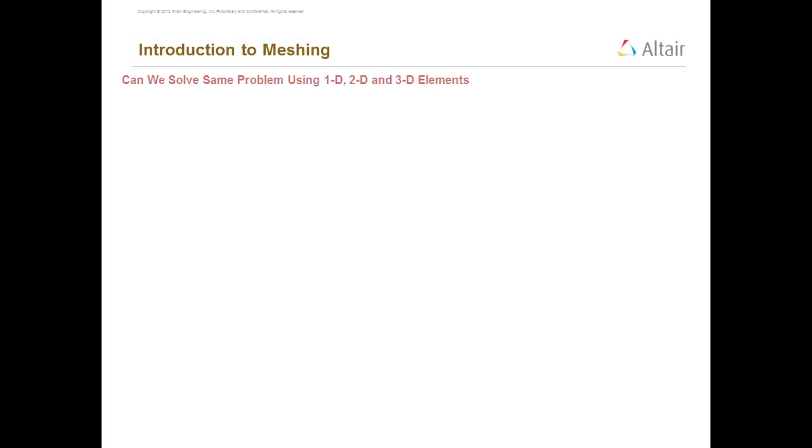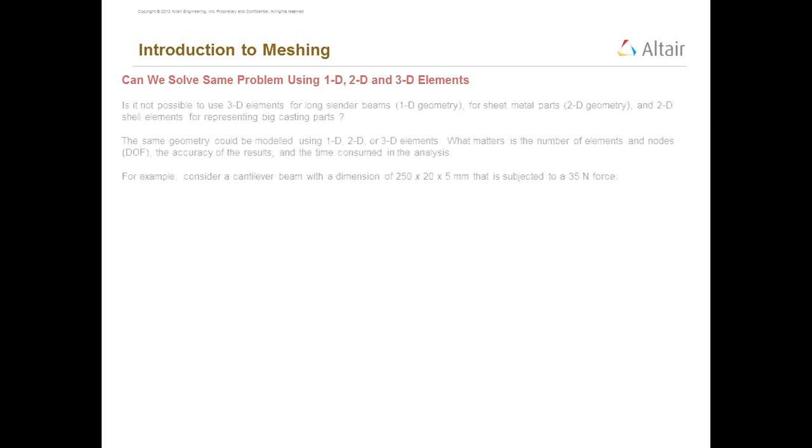Then the next is, can we solve the same problem using 1D, 2D and 3D elements? It is not possible to use 3D elements for long slender beams (1D geometry) or sheet metal parts (2D geometry), and 2D shell elements for representing big casing parts. But the same geometry could be modeled using 1D, 2D, 3D elements. What matters is the number of elements and nodes, degrees of freedom, the accuracy of results and the time consumed in the analysis.